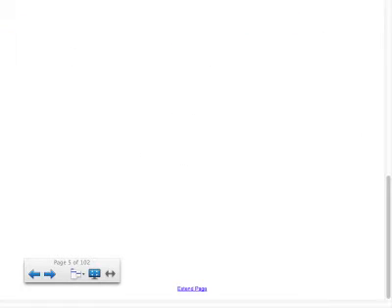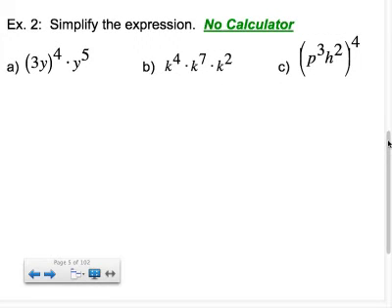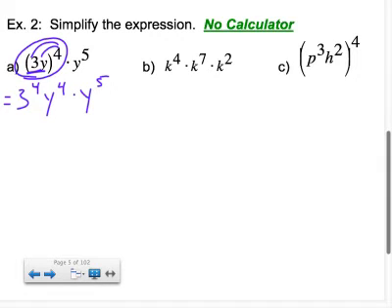All right. In example 2, let me scroll back up here. It says simplify the expression, no calculator. Same idea, except now it's a little bit more extensive in some cases. So first of all, notice here, since I'm multiplying inside the parentheses, I can distribute. So what you have is 3 to the 4th, y to the 4th times y to the 5th. I can simplify 3 to the 4th. That's 3 times 3, so I'm going to do this on the side here. So 3 times 3 is 9, times 3 is 27, times 3 is 81. So 3 to the 4th is 81.